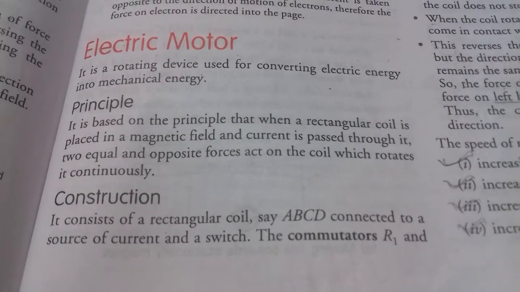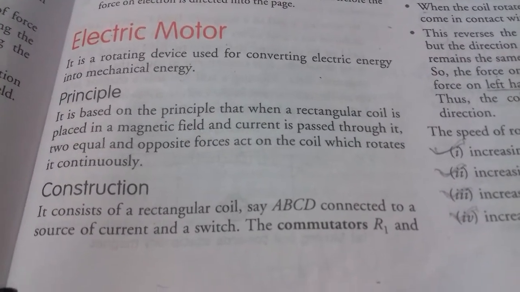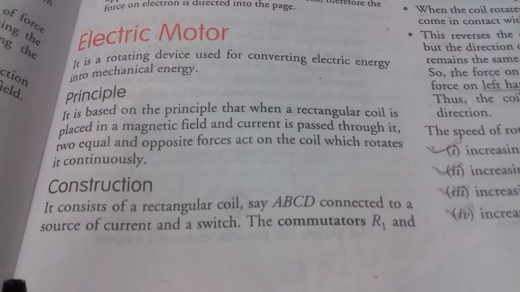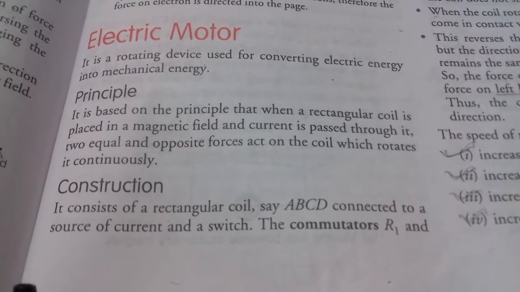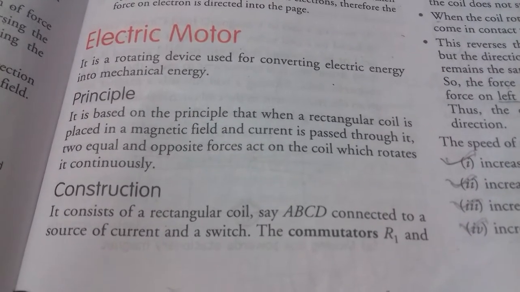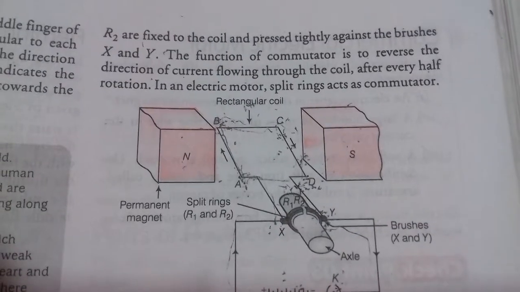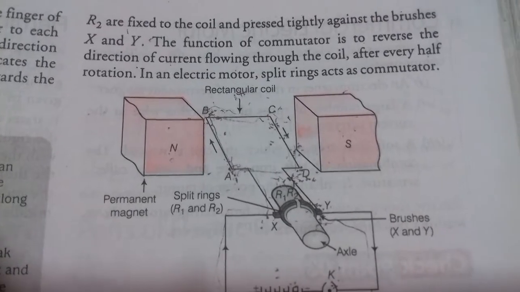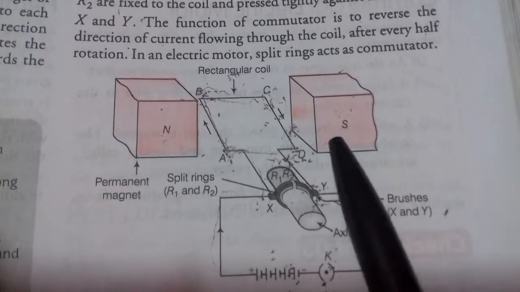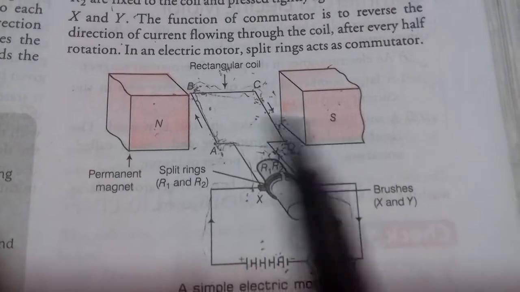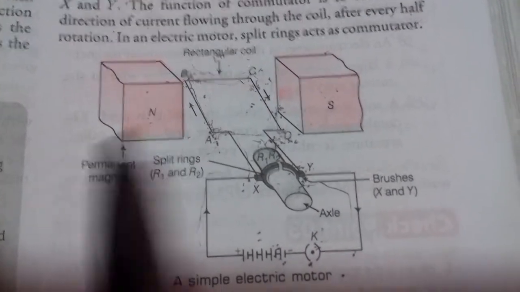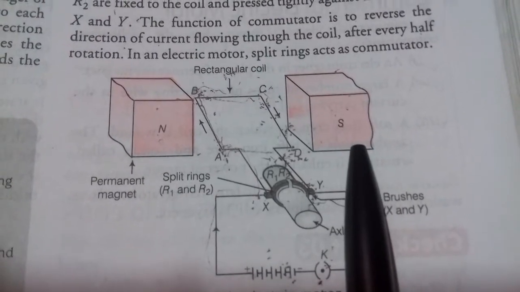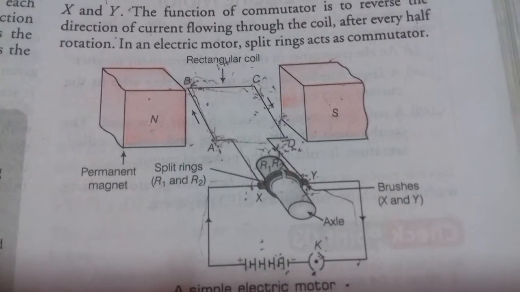Now next is construction. So it consists of a rectangular coil ABCD connected to a source of current and a switch. Okay, and the commutator R1 and R2 are fixed to the coil and pressed tightly against the brushes X and Y. Okay, so these are the strong magnets. Okay, so these magnets are used for the advanced magnetic field.